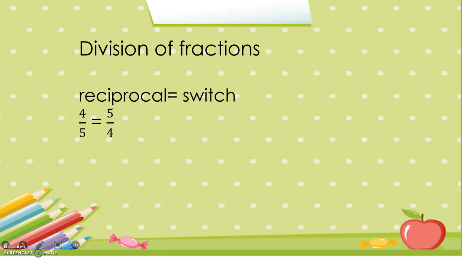Do you remember that we had learned about division of fractions? Of course, we have the reciprocal. When we say reciprocal, we are switching the fraction. So what is the reciprocal of 4 over 5? The reciprocal of 4/5 is 5/4. So you change it to 5/4.